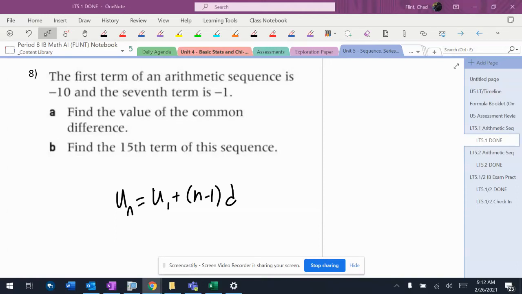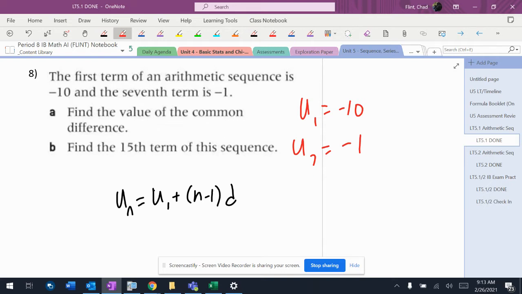So here's an example of one that's going to be a little bit more difficult to do. The first term is negative 10. I'm going to write this down. So u1 equals negative 10, and u7 equals negative 1. All right, so now what I have to be able to do is take this information and figure out the common difference.